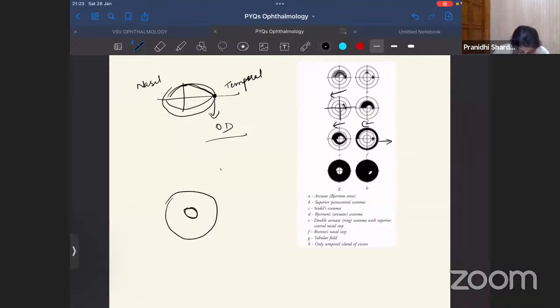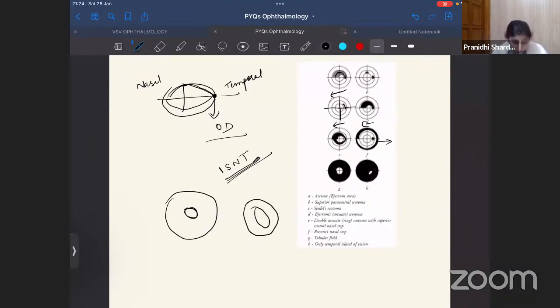The ISNT rule says that the inferior, superior, nasal and temporal rims are arranged by thickness of the neuroretinal rim. ISNT does not say anything about the vision. It is the thickness of the neuroretinal rim, and it is defined in glaucoma. The inferior and superior are the thickest neuroretinal rims, but they are the first to go in glaucoma. That is why we say in glaucoma there is vertical elongation of the optic cup.